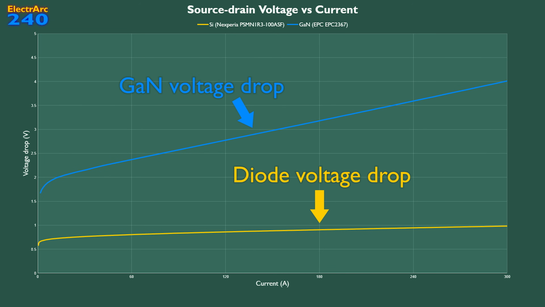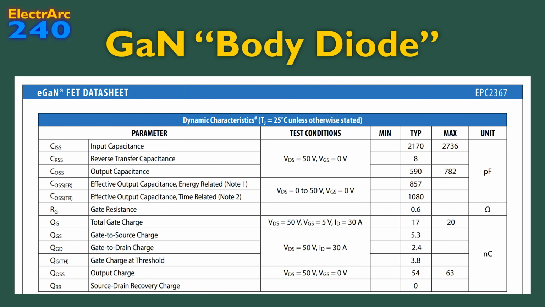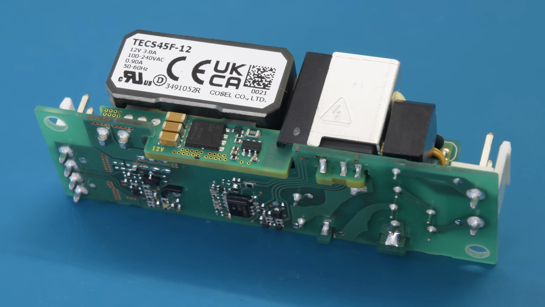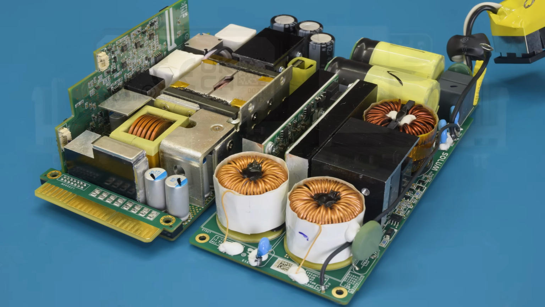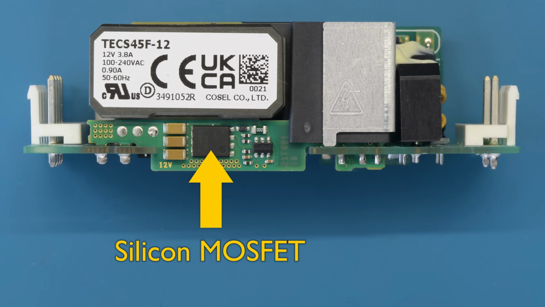In some respects, this is a good thing, because without any body diode, GaN transistors have no reverse recovery to worry about, which is one of GaN's key advantages over silicon. But this does mean they don't make great synchronous rectifiers. This is the reason GaN is rarely used for synchronous rectification in isolated topologies, as we saw in both the small GaN power supply and the big SiC one, where silicon MOSFETs were used for this purpose in both.